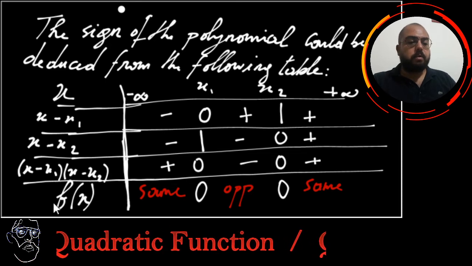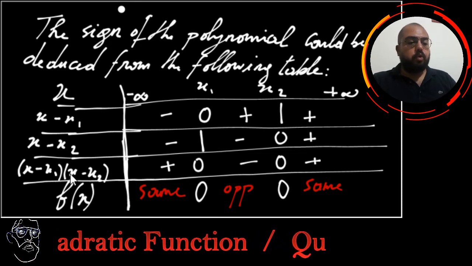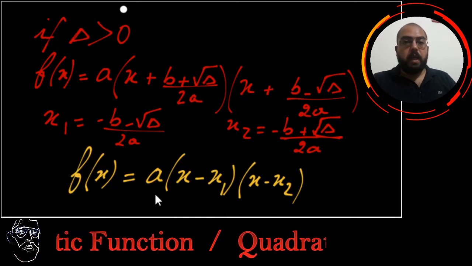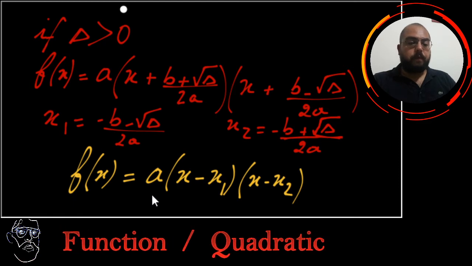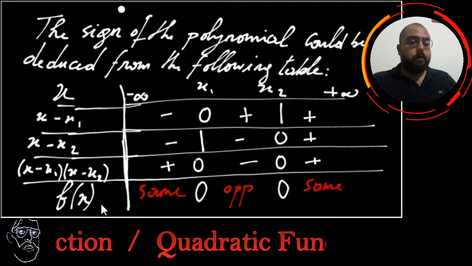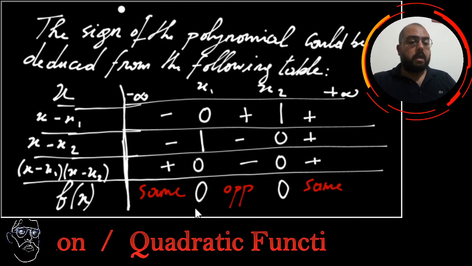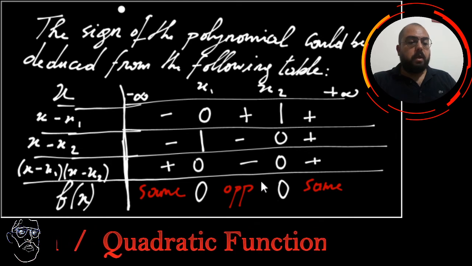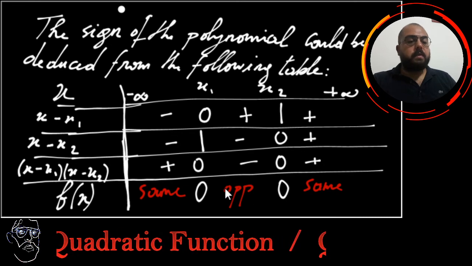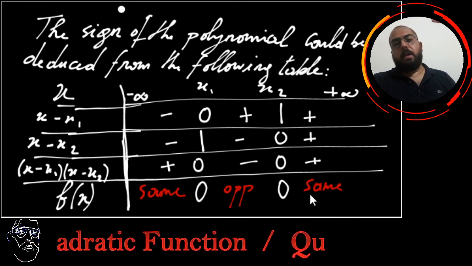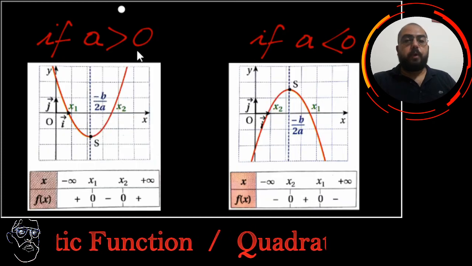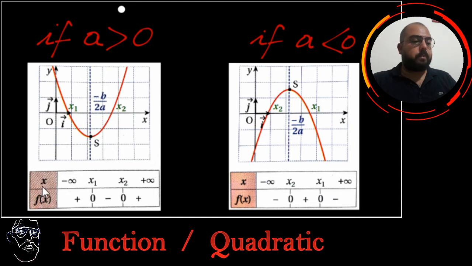As for the function, it's the product of these two times a. So a also will affect the sign of the function. That's why for the final function, you will have to say between the 2 zeros, you will have to choose the opposite sign of a, and outside the zeros, the same sign as a. Now, let's take the 2 examples, for a which is positive and a which is negative.